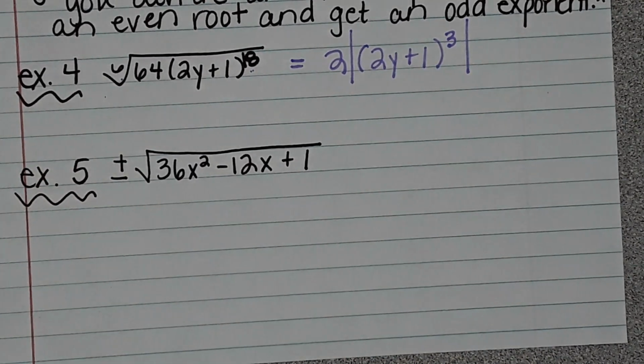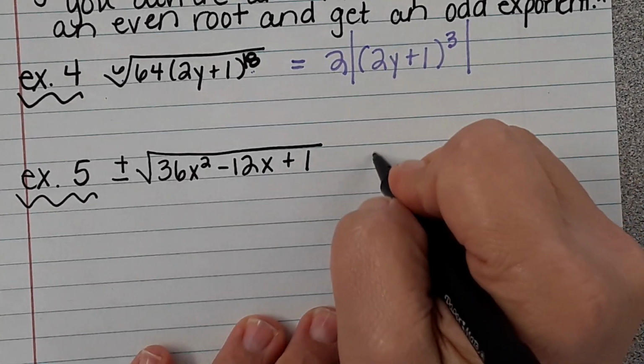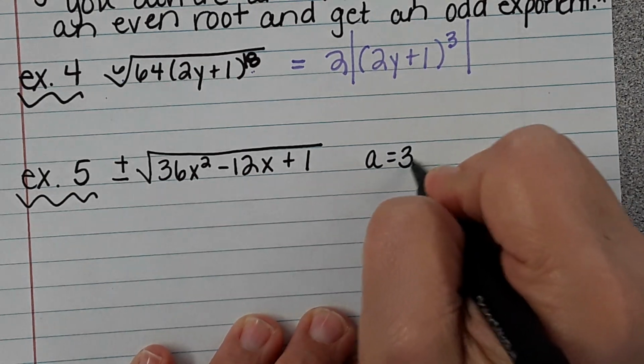But what does it look like? We probably have done this before, so what does it look like? It looks like a trinomial. So what can we do with trinomials? Starts with an F. Factor. Factor. So what is A? What is B?